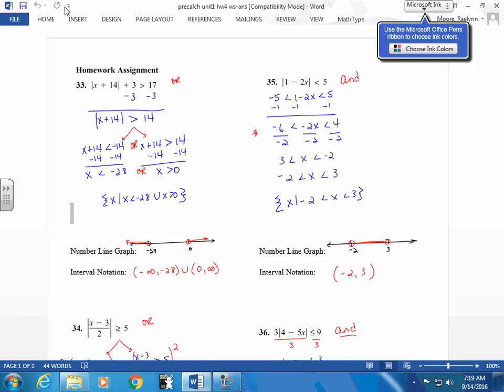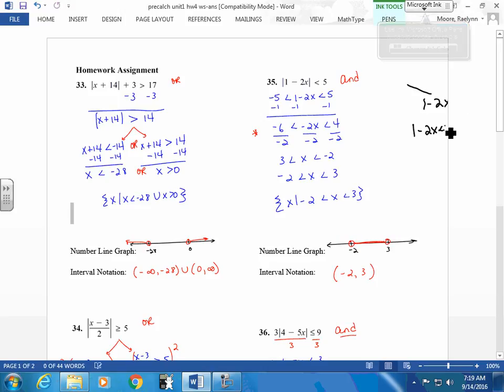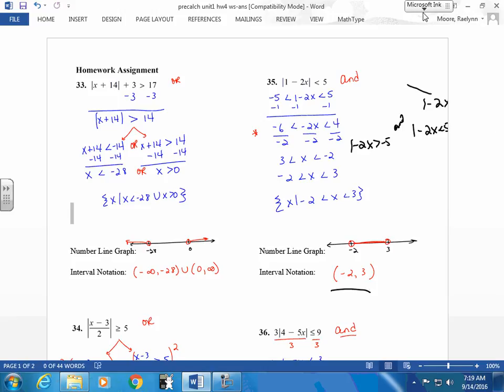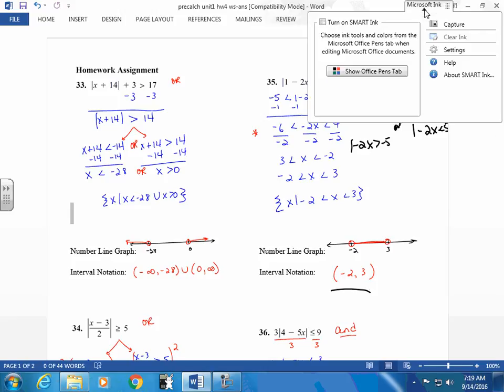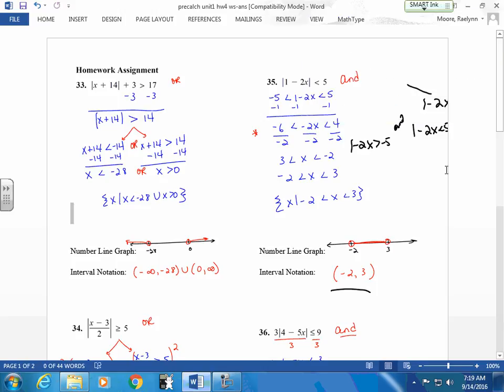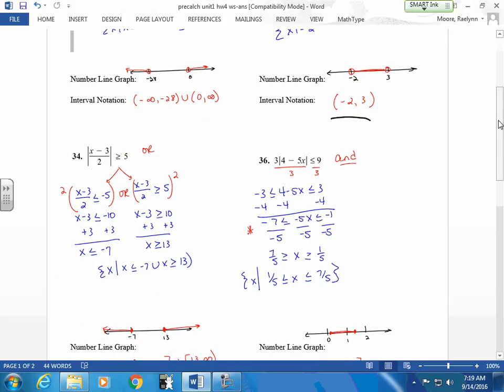And as Amanda said, can you do it the other way? Absolutely. 1 minus 2x is less than 5. And 1 minus 2x is greater than negative 5. Just bring it back to an and statement at the end. And again, interval notation. You okay with the interval notation? Yeah. Okay. All right.